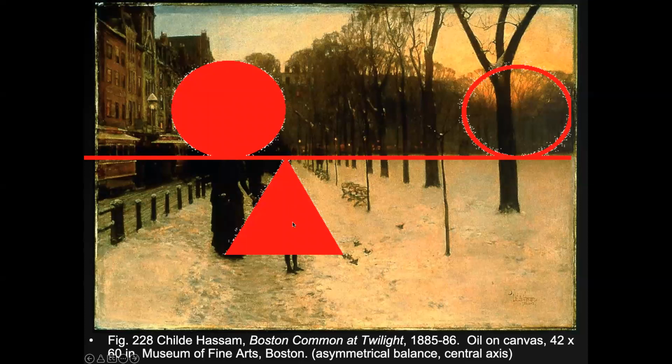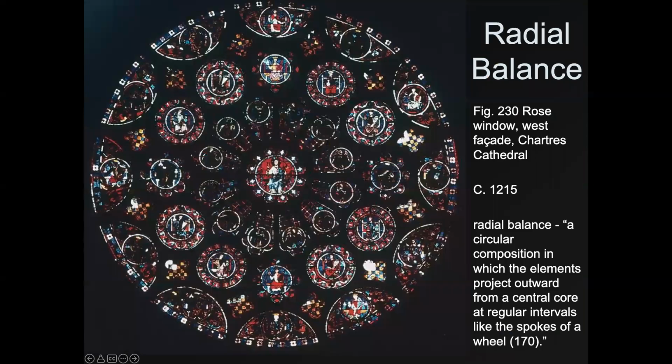So it's an example of this type of balance, more or less. And then there's radial balance, which is in some ways kind of the easiest and the most intuitive because it's kind of like absolute symmetry, except you're doing everything in a circle.